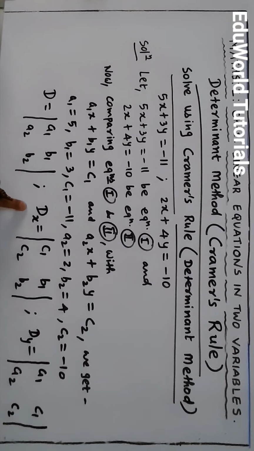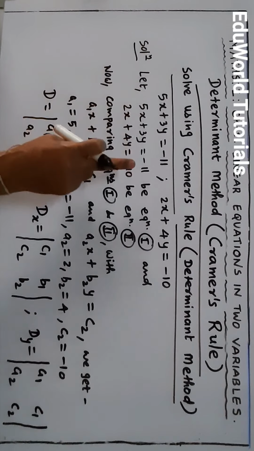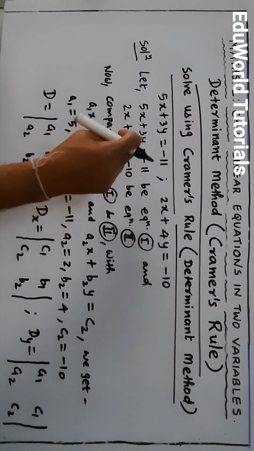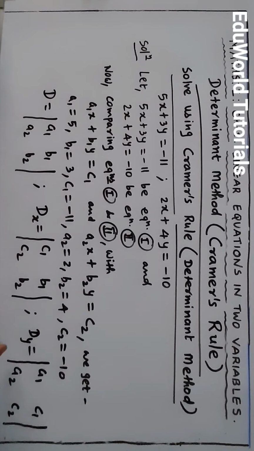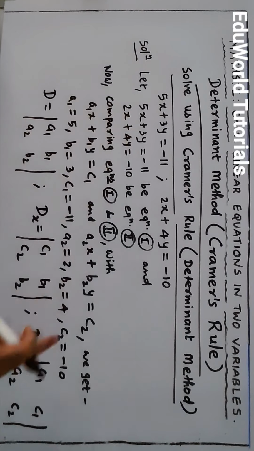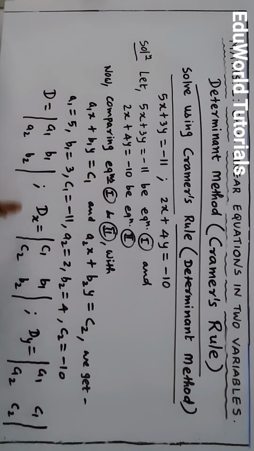For getting dx, those coefficients which are used with x are not used. So we write the C1, C2 and B1, B2 terms. And for getting the determinant dy, we are not using the coefficients which are used with variable y, that is 3 and 4, but we are using the coefficients used with x and the constant terms. So a1, a2 and c1, c2 are used to construct these determinants. This is a specific arrangement of all the six terms to get three determinants.